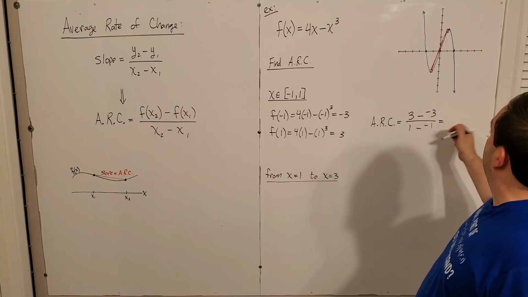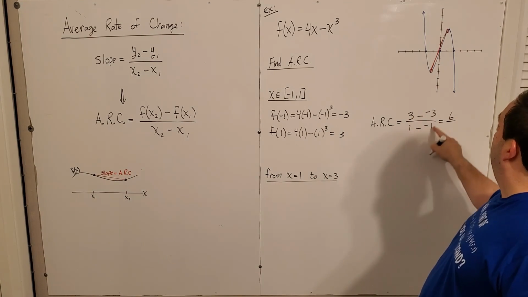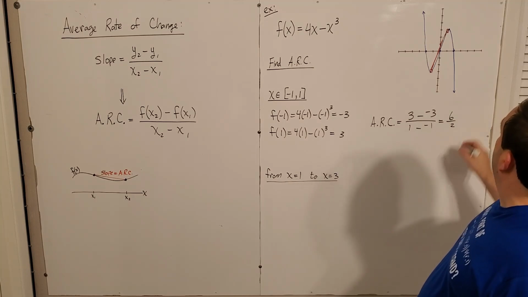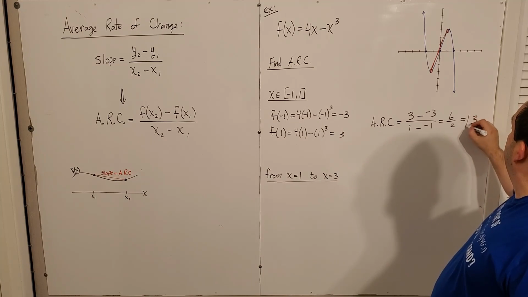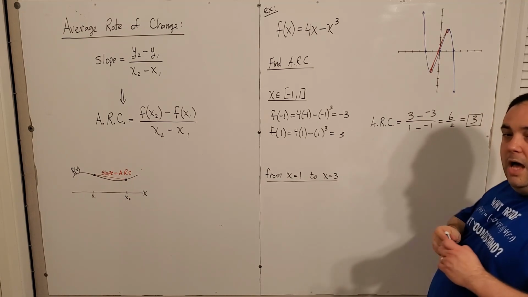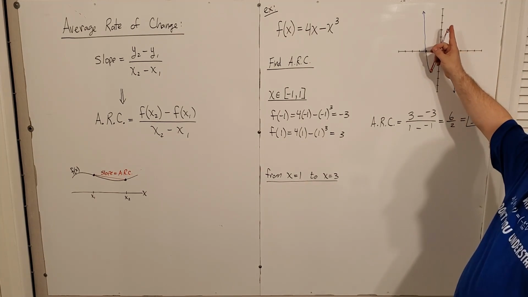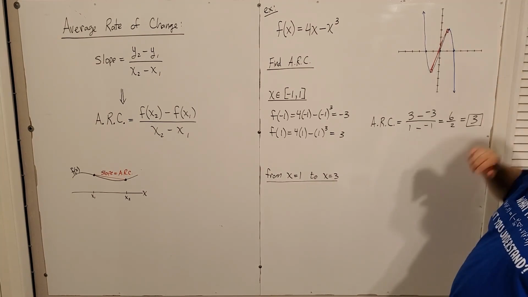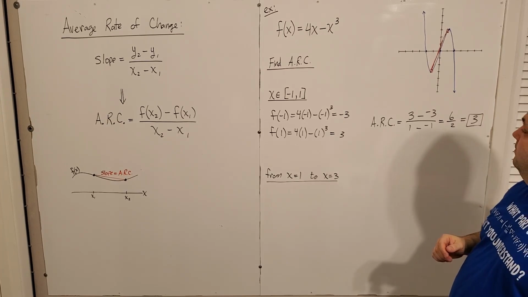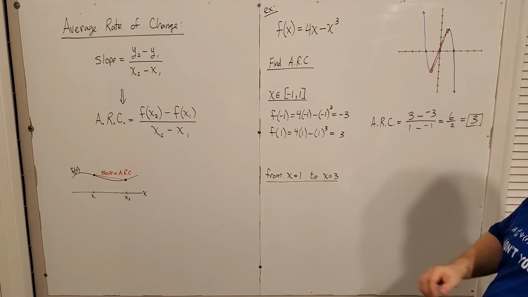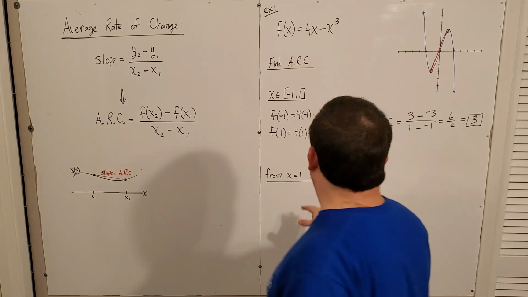So on the top I'm getting 6, on the bottom I'm getting 2. So my average rate of change here is 3, right? A +3 slope, positive. Notice the direction of the line from left to right is a positive slope line. Okay, let's do it again for a different interval.